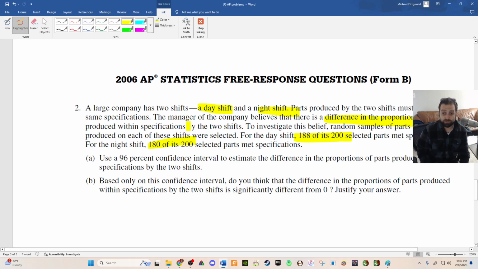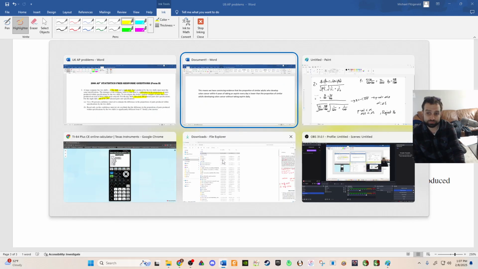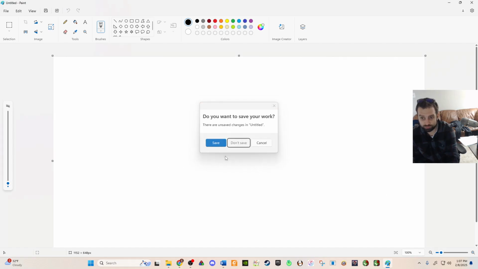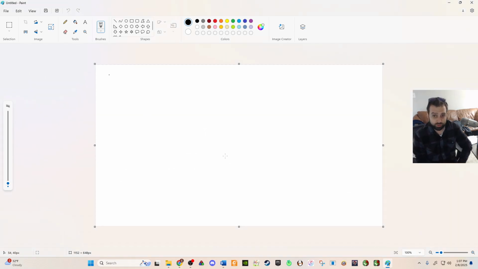Okay. So we're going to make a 96% confidence interval to estimate the difference in these proportions within the specification by the shifts. So we're going to call this a two proportion Z interval, or difference of proportions.